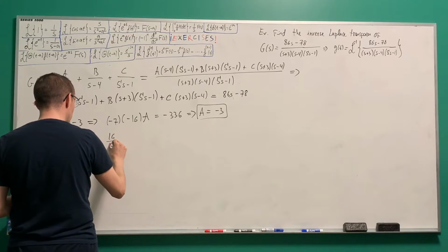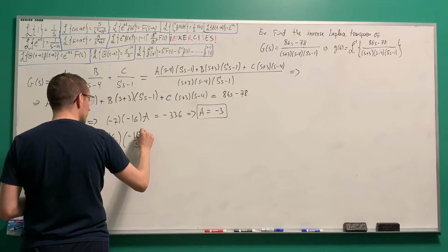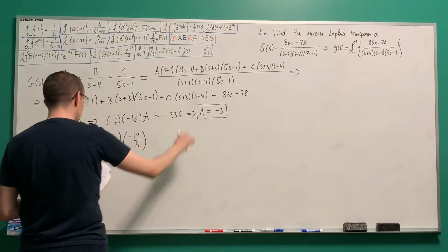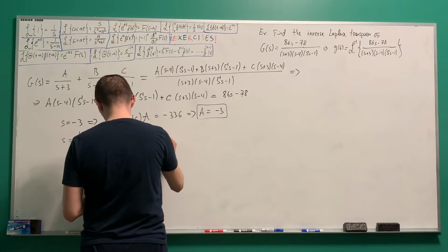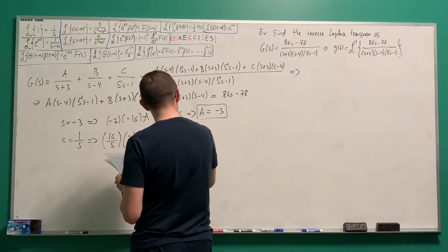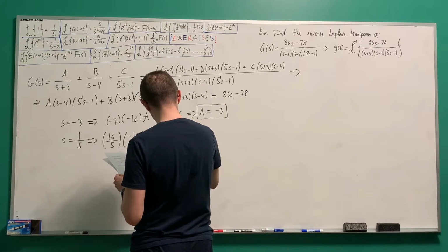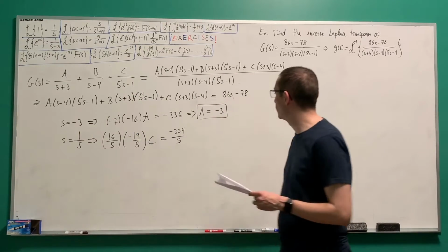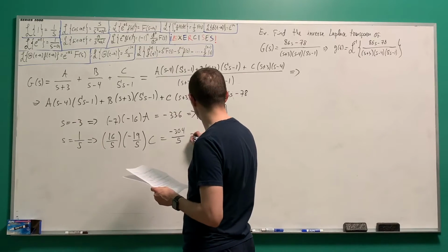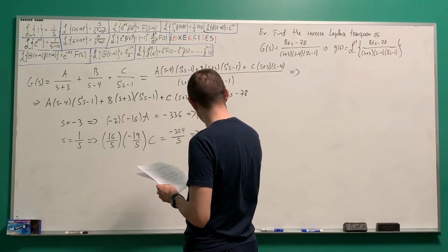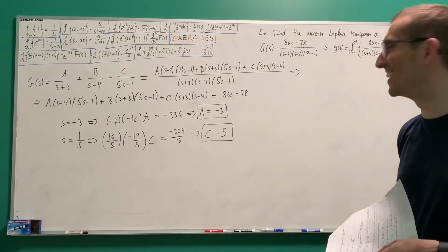So I get 16 over 5 times minus 19 over 5, coming from this one and this one when you substitute 1 over 5, times c equals, and on the other side, we get a total of minus 304 divided by 5. When you do this sum, 86 over 5 minus 78, that's what you get in the end. All right, so you can solve for c. Actually, it's very easy. The result, c is 5. Very simple. Arithmetic. Just divide.